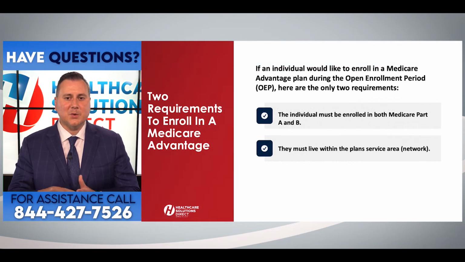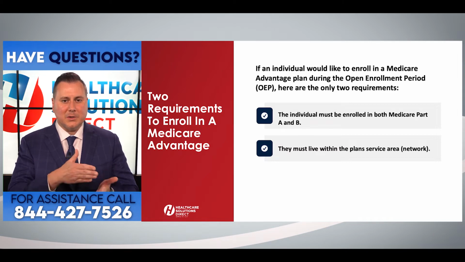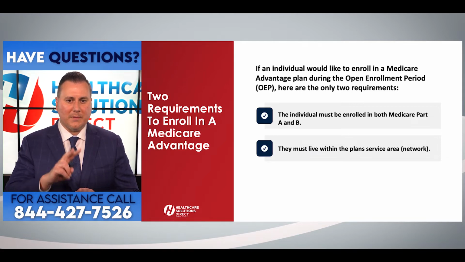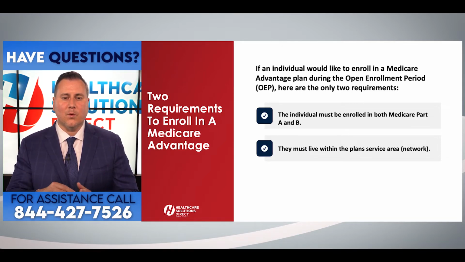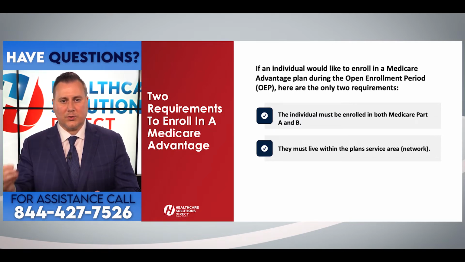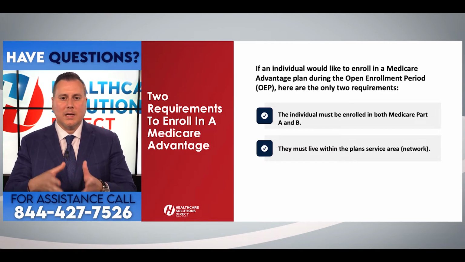So if an individual would like to enroll into a Medicare Advantage plan during the open enrollment period, between October 15th through December 7th, here are the only two requirements that you need in order to apply for a Medicare Advantage plan. The individual must be enrolled in both Medicare Part A and Part B. We talked about this before. You have to have the foundation of Medicare. You have to have Medicare A and B in order to choose an alternative plan to original Medicare and enroll into a Medicare Advantage plan. Number two, that person must live within the plan's service area or network in order to enroll into that plan.